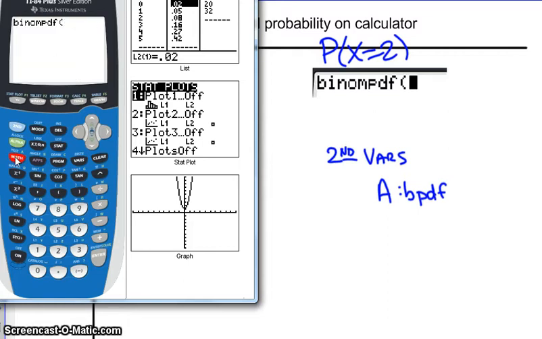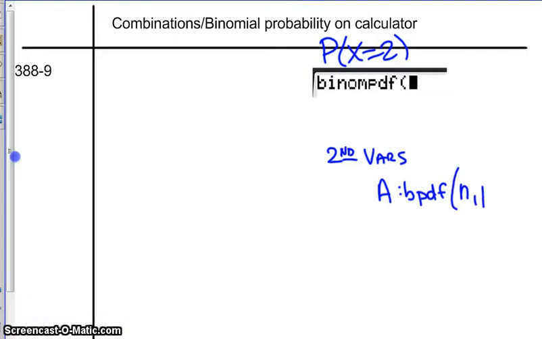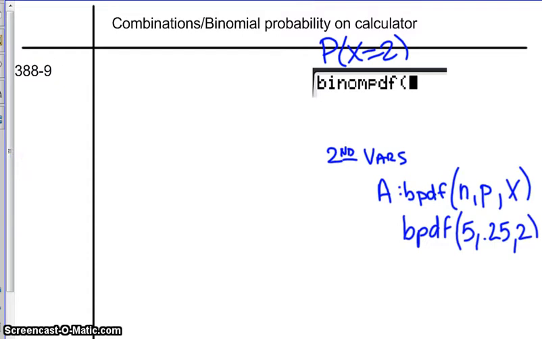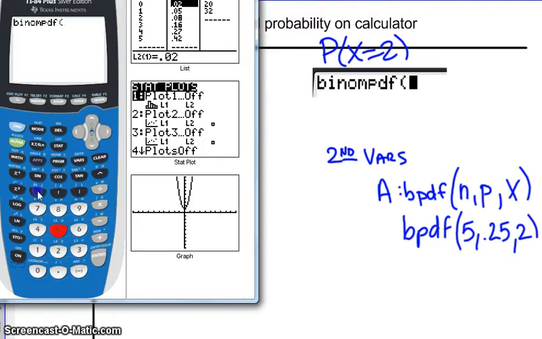Now again, notice your parentheses, means we have to punch some stuff in. So what I want to put in this case is N, P, and then how many successes I want. So for our example that we're dealing with, N was 5 kids, success is 0.25, I want to know 2 kids. So 5, comma, 0.25, comma, we want to know 2. Oops, got to get the comma there. And again, we arrive at that same value.